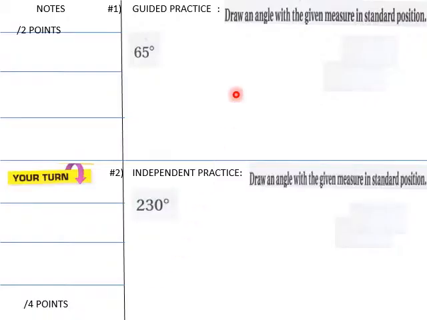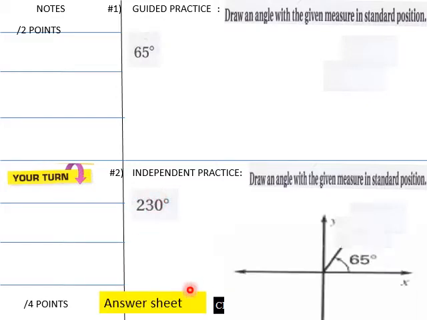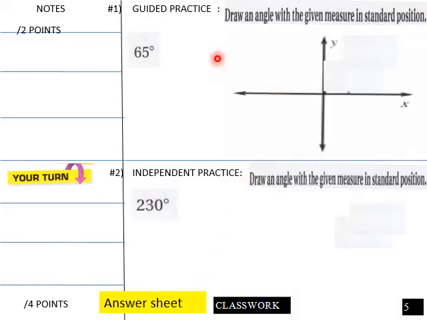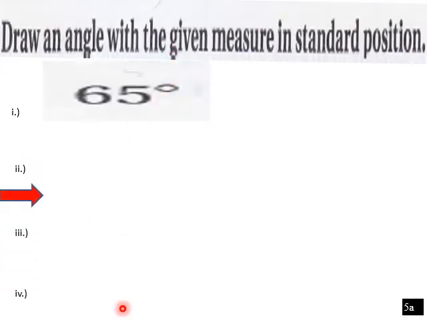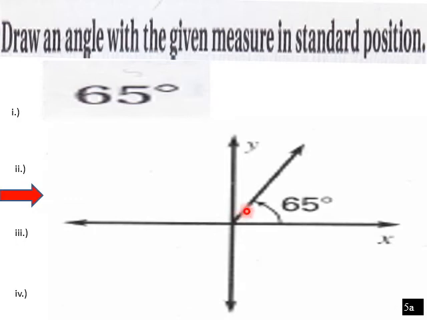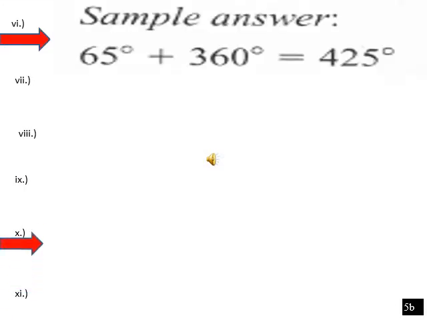Okay, I've got a practice here. Draw an angle with a given measure in standard position. So we have 65. Students, this is yours, the 230 degree angle. So for the guided practice here, 65 degrees, you rotate counterclockwise 65 degrees to this terminal side here. Okay, moving on.